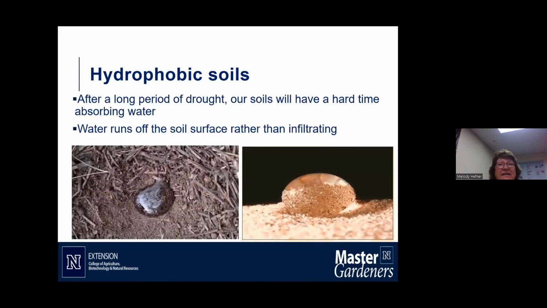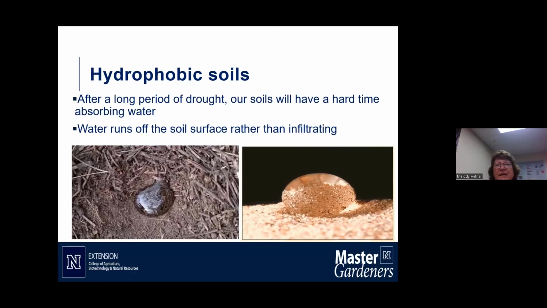Another thing I need to mention, especially because we have been having long, dry, hot spells here, is that after a long period of drought, our soils will have a hard time absorbing water. The water will actually run off the soil surface rather than infiltrating. These are called hydrophobic soils. And remember we talked about water being attracted to itself because it has partial charges at either end. Well, Bill Nye, the Science Guy, did a great experiment that demonstrates this nicely, and I think you can find it on YouTube.